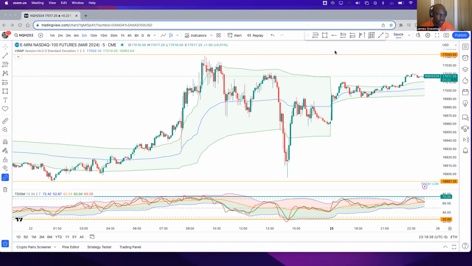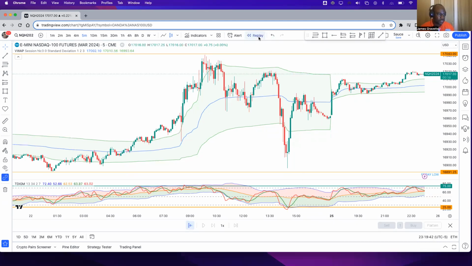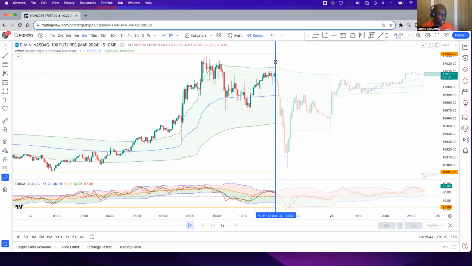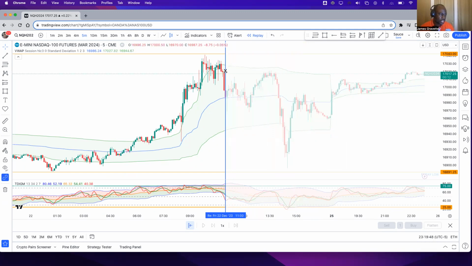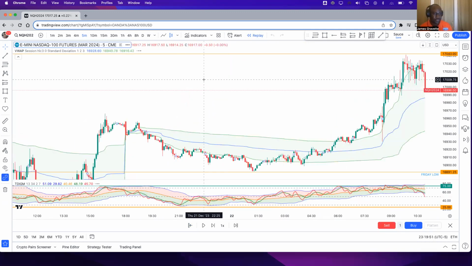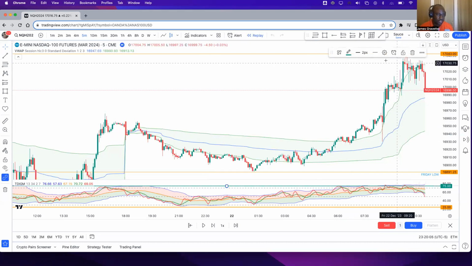And I'm going to show y'all what Friday looked like with that in. So just put the replay tool on and go back to this bar right here. And this strategy also is on the 5-minute. Okay, see the TDI, as you can see here, right? I have two lines. I have a green line here, setting on that.